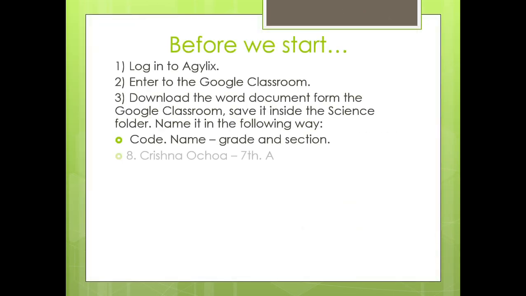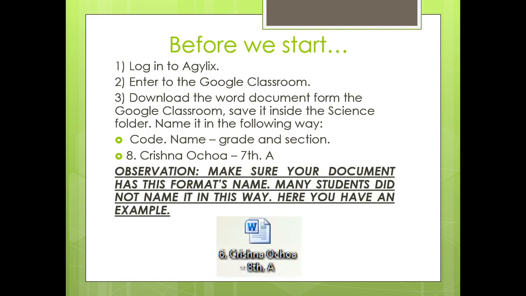Right before we start, you have to follow a couple of directions that you had to do last week as well. So you have to log into Agilex, enter the Google Classroom, download the Word document from the Google Classroom, save it inside a physics folder, and name it in the following way: you need your code, your name, your grade, and section.